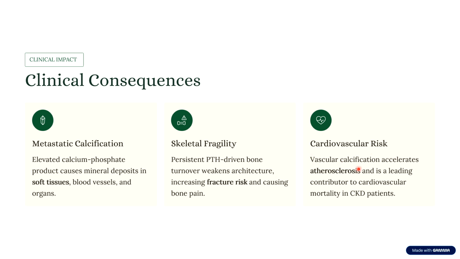Cardiovascular risk. Vascular calcification accelerates atherosclerosis, and it is a leading contributor to cardiovascular mortality in the CKD patient. So, three clinical consequences will be there. Number one, metastatic calcification, in which the calcium phosphate product will deposit in the blood vessel, soft tissue and organ. Skeletal fragility, as the calcium comes out from the bone, it will be much more soft, fragile and fracture prone. And there will be cardiovascular risk because this calcification will cause atherosclerosis, which is a very common problem in case of CKD patients.